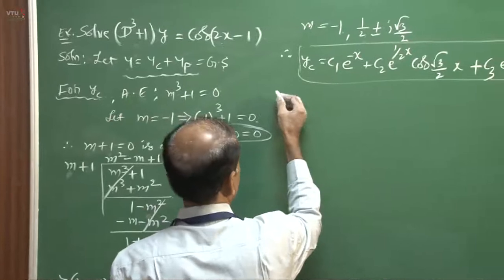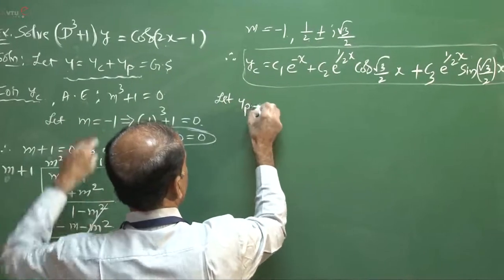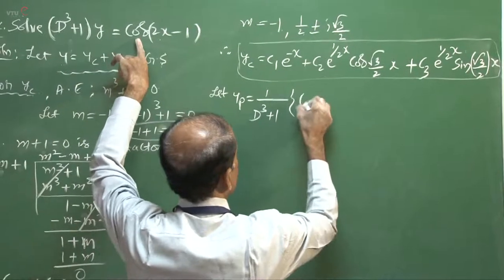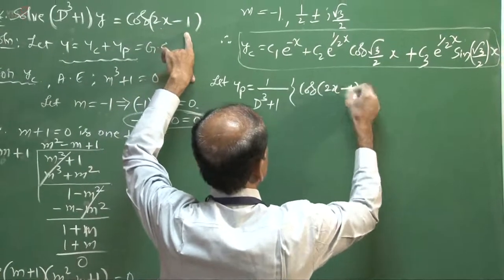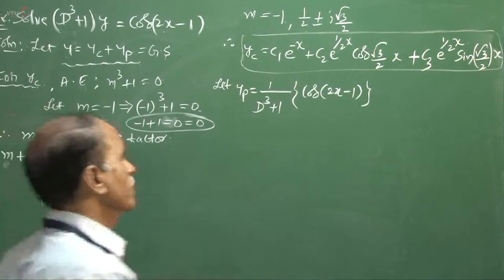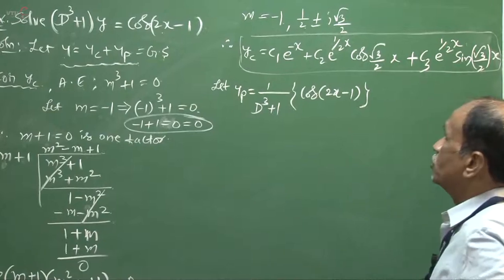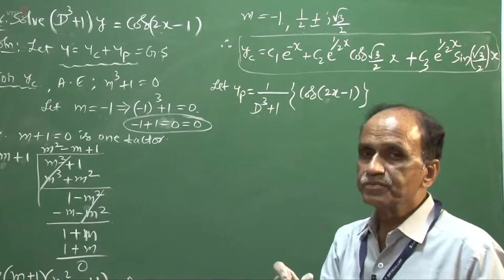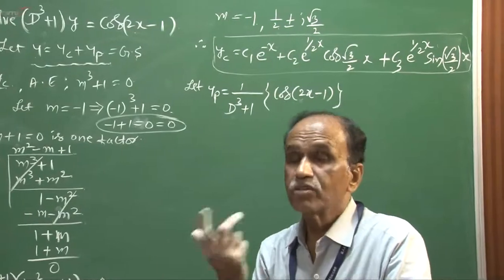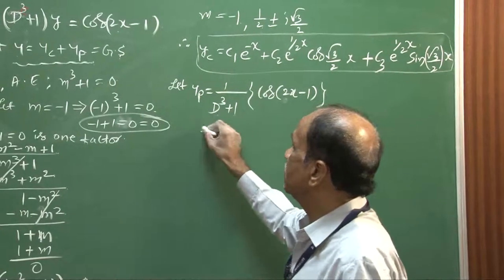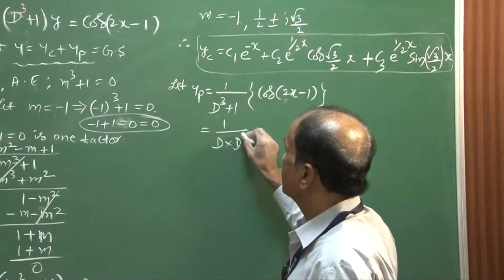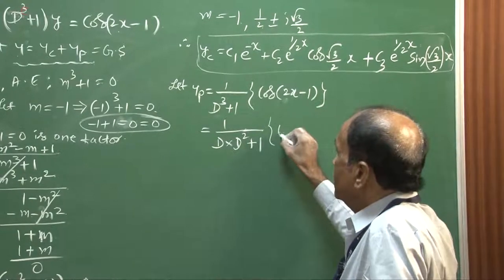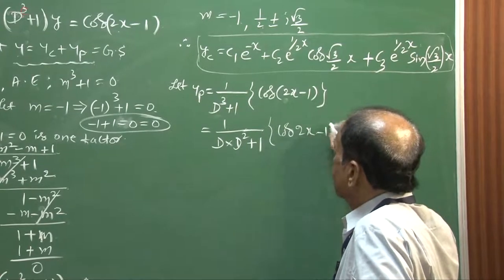Now we will try for a particular integral. Let yp be equal to 1 divided by D cube plus 1 operating on cos of 2x minus 1. Here a is equal to 2. Then you can split this as D into D square, because you have to replace not D but D square. Therefore, D cube means 1 divided by D into D square plus 1, and D into D square you can get back as D cube. Then this is to be operated on cos 2x minus 1.